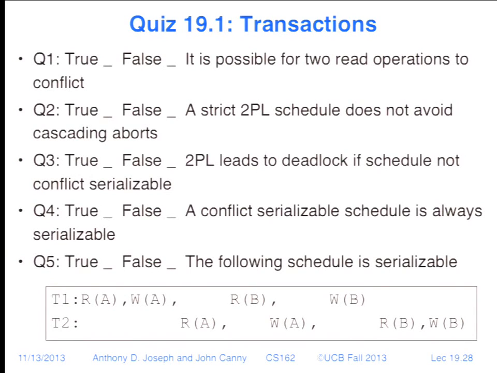Okay, so let's review some of this material before we keep going. First of all, is it possible for two read operations to conflict? No, not by themselves. A strict two-phase locking schedule does not avoid cascading aborts. All right, yeah, double negative, but right, okay. Two-phase locking leads to deadlock if the schedule is not conflict serializable.